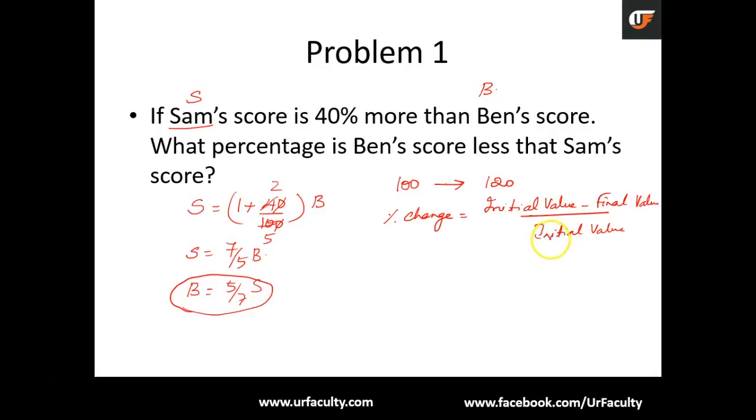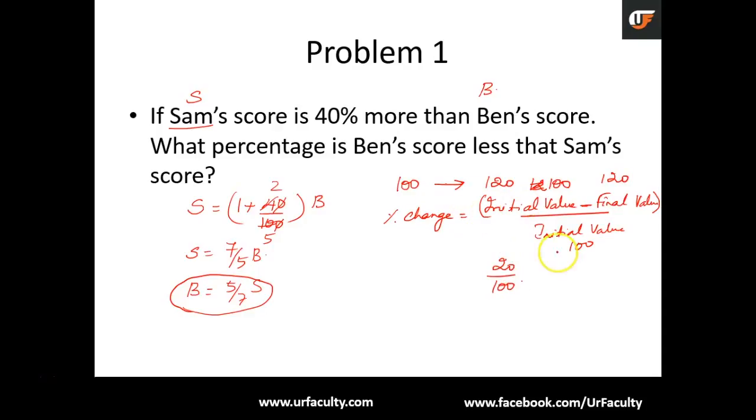So what does this mean? This means we take 100 as the initial value and 120 as the final value, into 100. So don't consider this minus symbol, because it is basically a difference. It just means that you need to find out the difference of these two values. So you get 20 by 100.